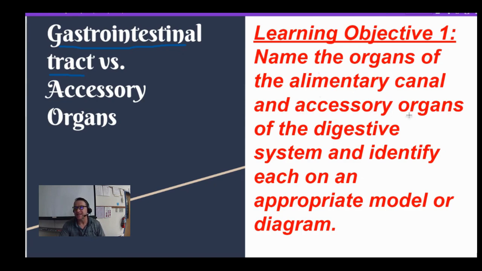And the accessory organs. There are accessory organs along the way that help out in digestion. So, name the accessory organs of the digestive system, and identify each on an appropriate model or diagram. So it says nothing about function. The beginning part of this unit is going to be more of the anatomy: be able to identify the different organs in the alimentary canal and also the accessory organs, or the accessory structures.